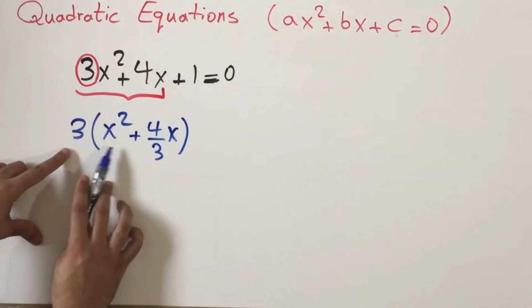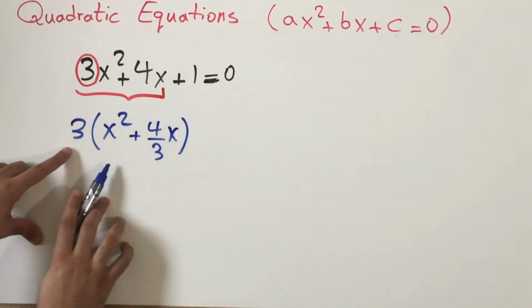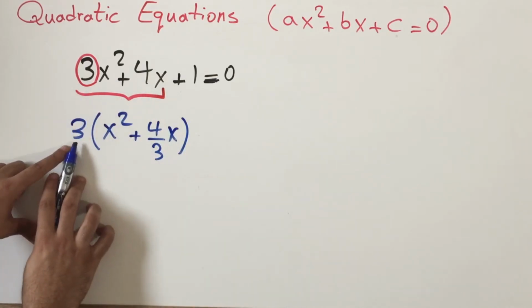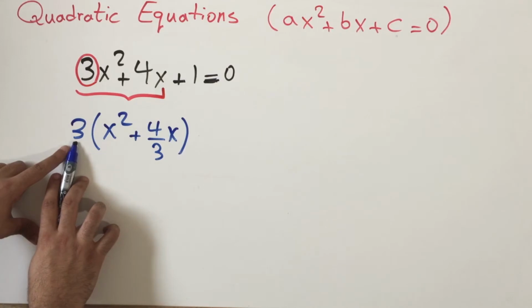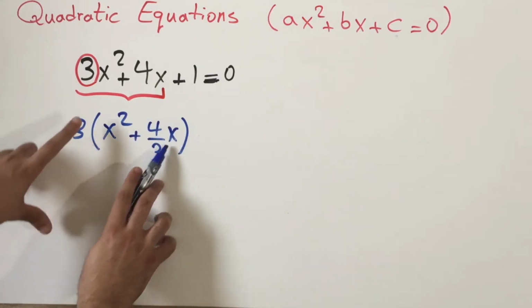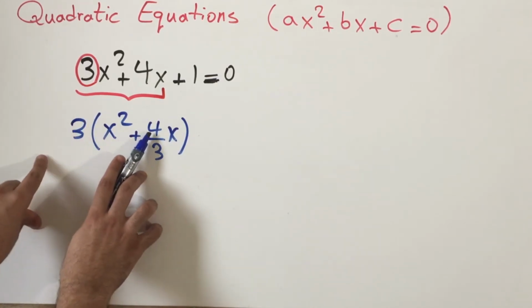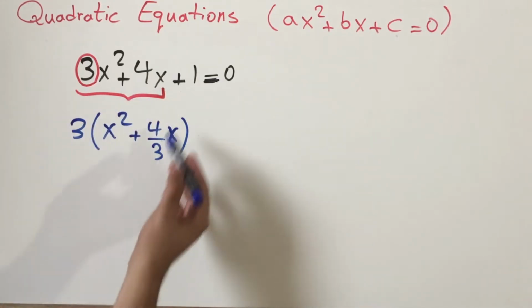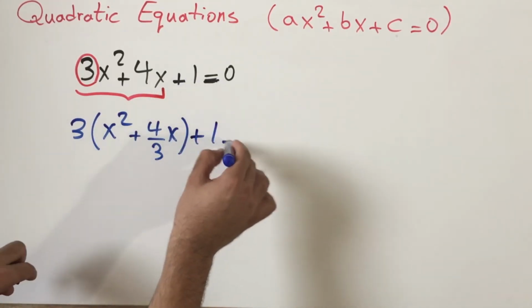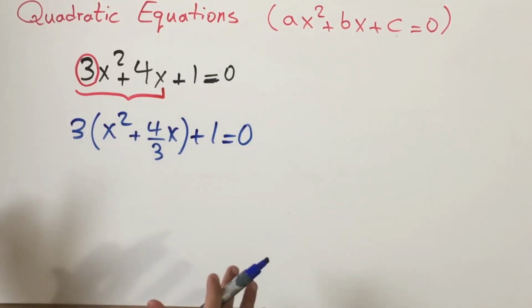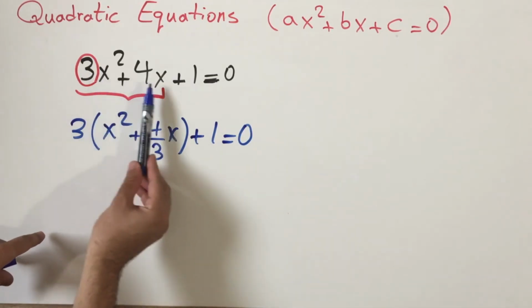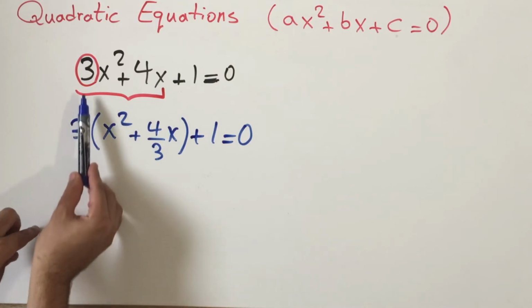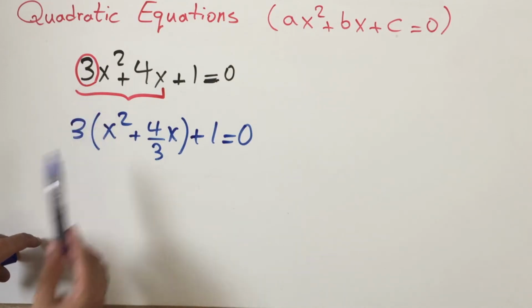So if I multiply this 3 into the bracket, I will have the same expression. So this is going to be 3x squared plus, when I multiply this 3 by this fraction, these 3's are gone, and then you have 4x, which is the same thing. And then don't forget that plus 1 equals to 0. Okay, so this was the first step. And be careful, you shouldn't take out this x. As you see, I only took the number, the 3.